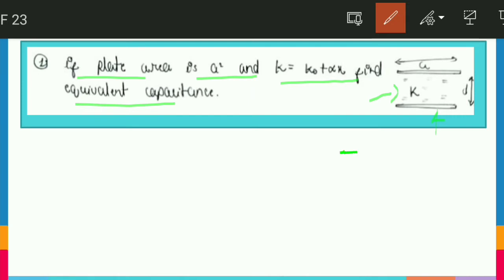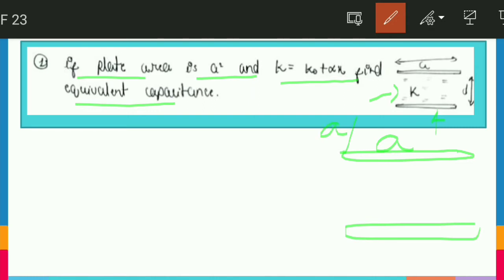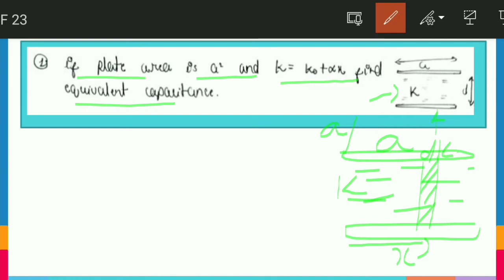So let's draw a figure. These are our two plates, with length a and breadth also a, which is not seen in the figure, and this is our k, which is filled in it. But it is varying with length. So let's say at a distance of x, we have a small element which has a length of dx, and its capacitance, let's say, is dc.